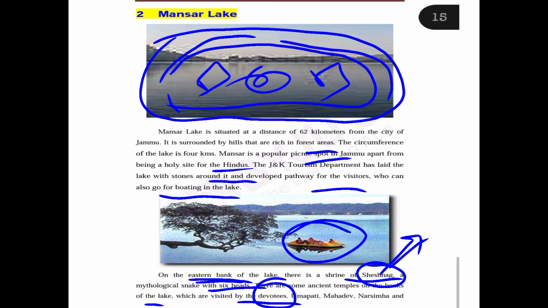Now this finishes the first part of this Mansar Lake. Tomorrow we will come up with the second part of this lesson and also discuss the difficult words.